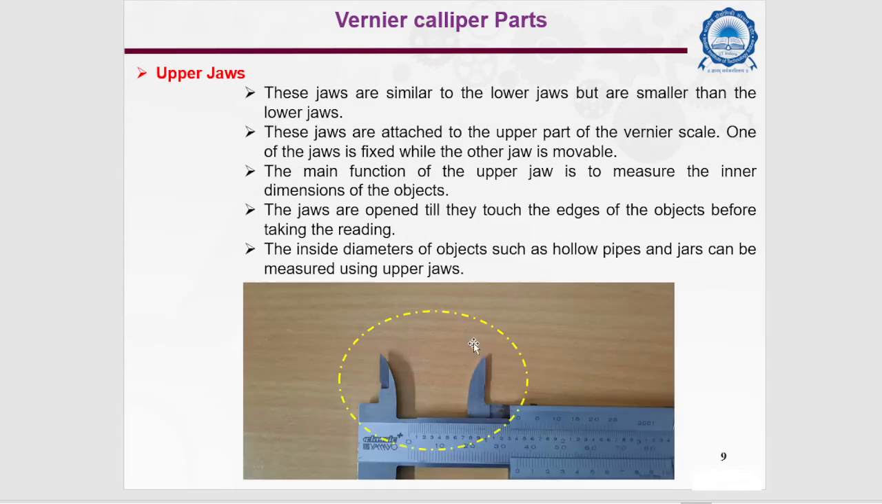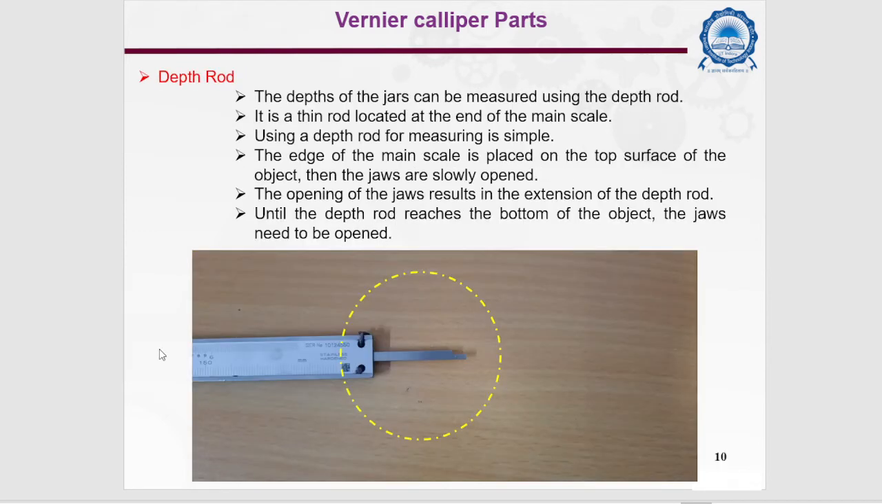Next is the upper jaw. These jaws are similar to the lower jaws but are smaller. They are attached to the upper part of the vernier scale. One jaw is fixed while the other jaw is movable. The main function of the upper jaw is to measure the inner dimension of the object. The jaws open till they touch the edges of the object, then the reading is taken. The inside diameter of objects, such as hollow pipes and jars, can be measured using the upper jaw.